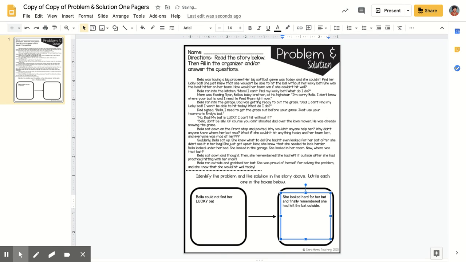And again, this reading is giving us another clue by saying that she had solved the problem. So the problem was that she couldn't find her lucky bat. And then how did she solve the problem? She started looking for it and she remembered. Okay, so let's get back to the recording.